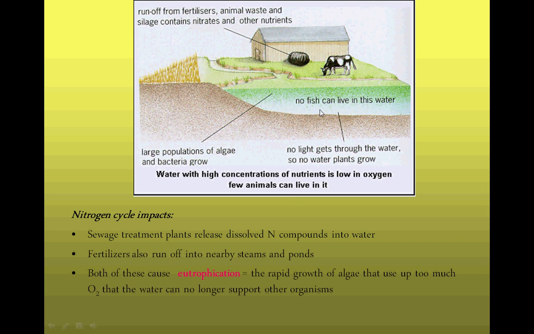So you can see here, if this is a water supply and there's tons of plants in there, no fish will be able to live in there because they won't be able to see, or they'll get caught in all the plants. So even though we want nitrates in our soil through the nitrogen cycle, we don't want too many.